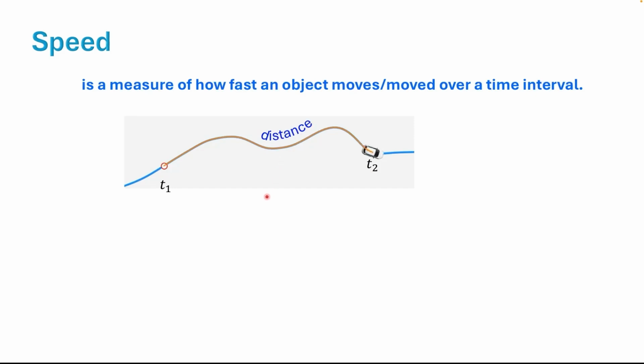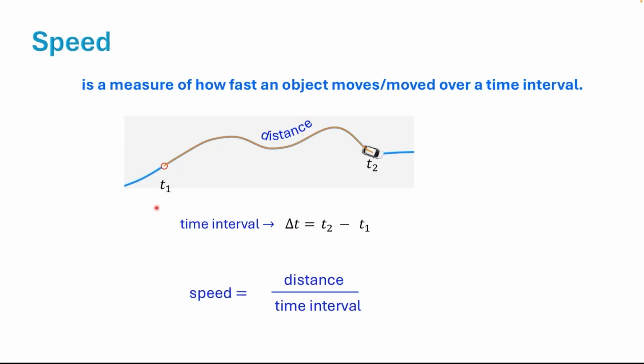How long does the car take to travel this distance? That is t2 minus t1, which is called the time interval. We write it as delta t. If you divide this distance by the time interval, you get the speed of the car between the times t1 and t2. This is the formula to find the speed of an object. So, the speed of an object in a time interval is the distance traveled by the object in that time interval, divided by the time interval.